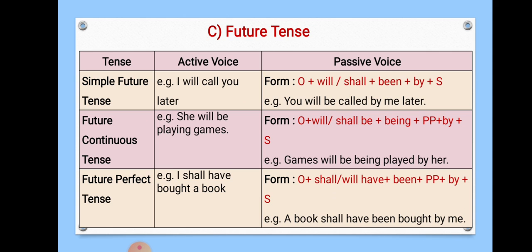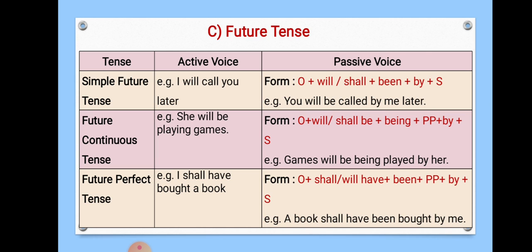Future tense. Simple future tense. I will call you later. Format will be object plus will or shall plus be plus past participle plus by plus subject. You will be called by me later. Future continuous tense. She will be playing games. Object plus will or shall be plus being plus past participle plus by plus subject. Games will be being played by her.